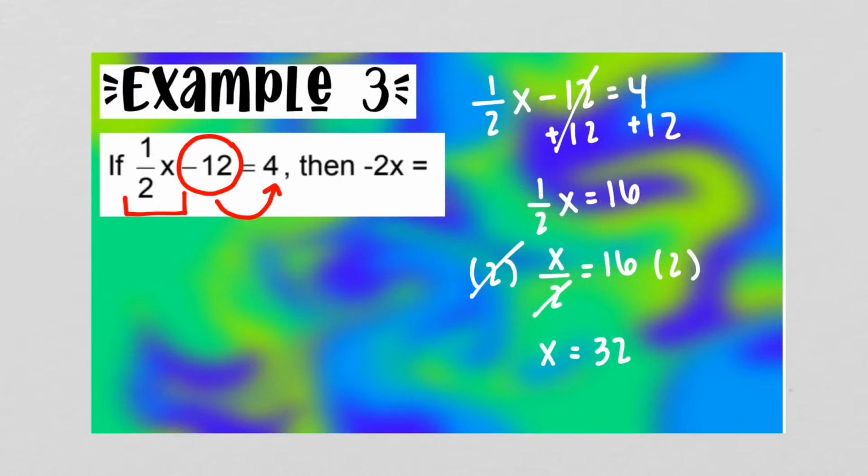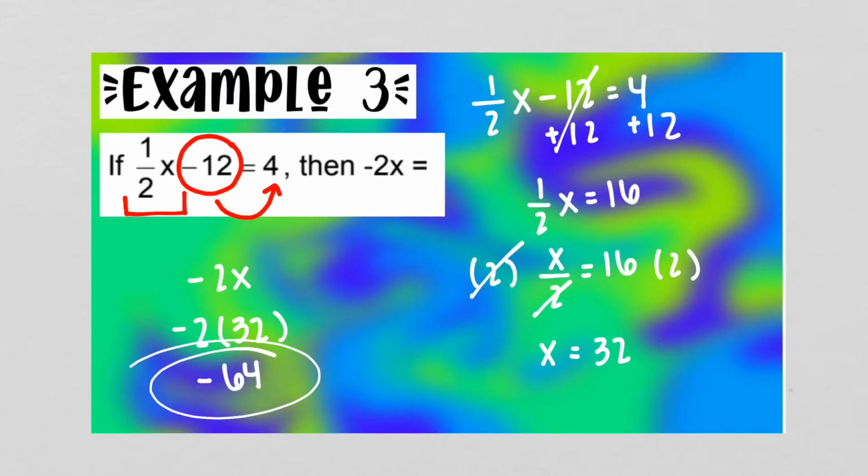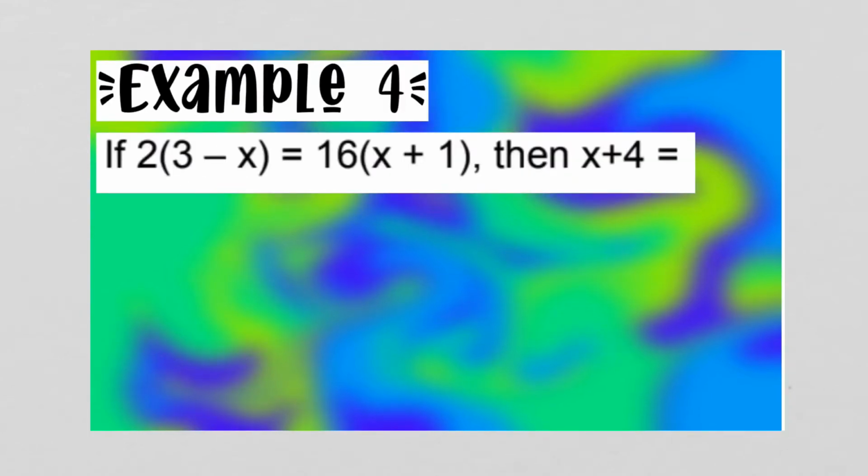But remember, I want to find out what -2x is. So -2, I replace that x with a 32. A negative times a positive is going to give you a negative, and 2 times 32 leaves us with 64. So if 1/2 x minus 12 equals 4, then -2x is equal to -64. Alright, example 4: if 2 parentheses 3 minus x is equal to 16 parentheses x plus 1, then I want you to find x plus 4.